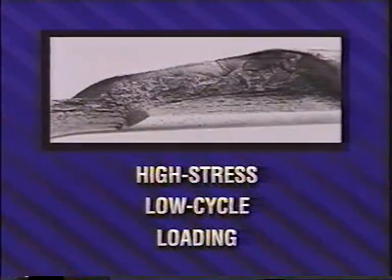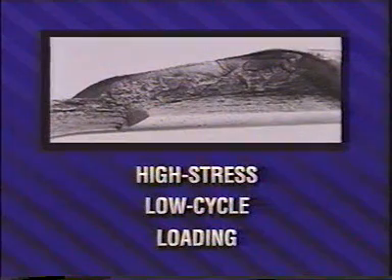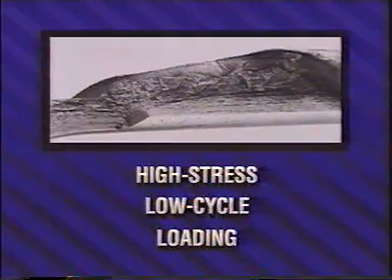In torsional fatigue caused by high stress, low cycle loading, the general direction of fracture is at 45 degrees to the axis of the part. The surface is fibrous and rough. The same rough fibrous appearance is found in certain areas of many fatigue fractures.